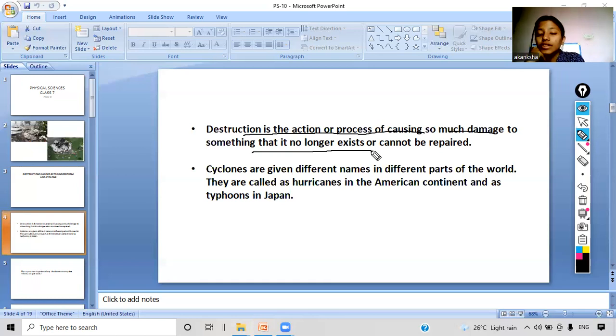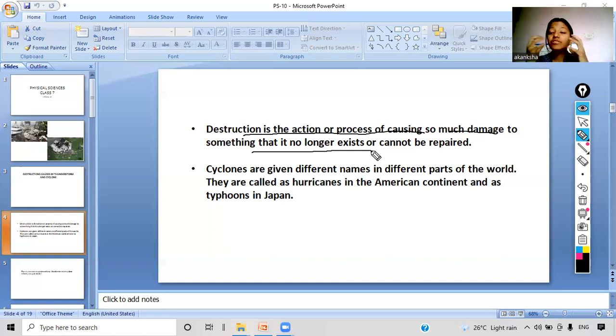What does this line say? You can write it in the chat box, then we will discuss. Okay, I can see the right responses. Yes, you all are right. This line says that whenever there is destruction, it is a process in which things get so much damage that either they no longer exist, or they are so badly damaged that even if we try to repair them, we cannot repair them.